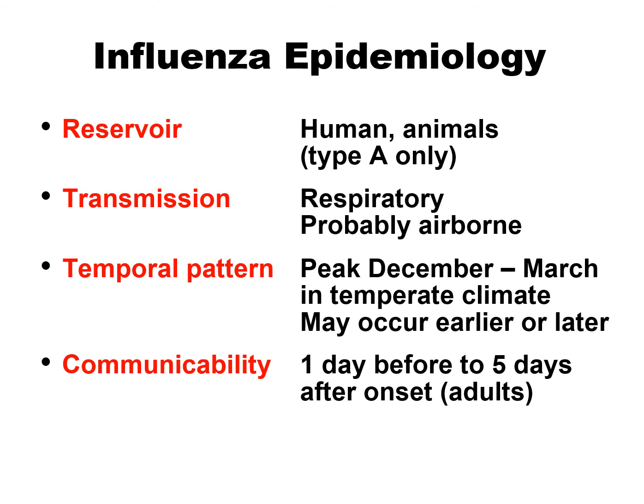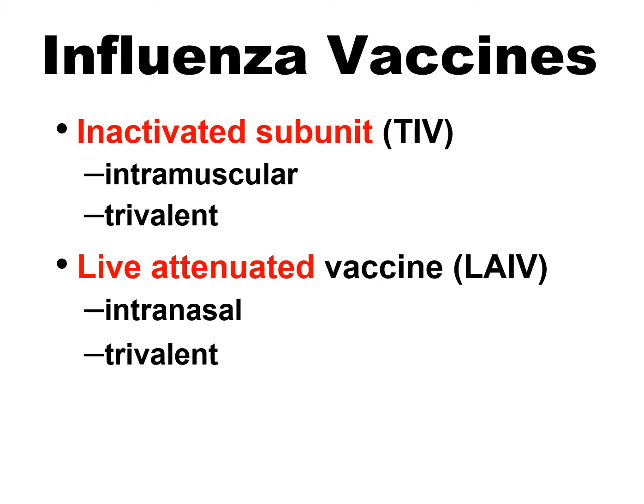Epidemiology of influenza: reservoir, human and animals, as we said. Type A only in animals. Transmission: respiratory, or probably airborne. Temporal pattern: peak December to March in moderate climates; may occur earlier or later. Communicability: 1 day before to 5 days after onset of disease.